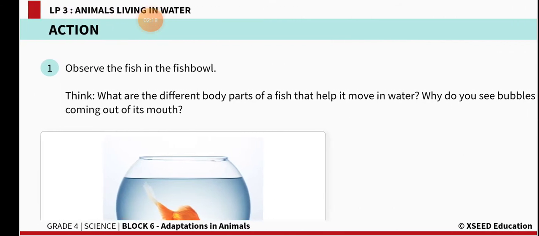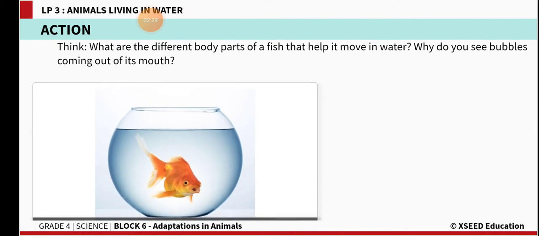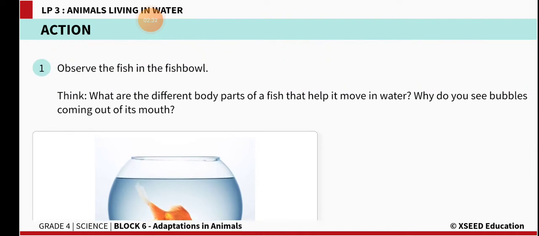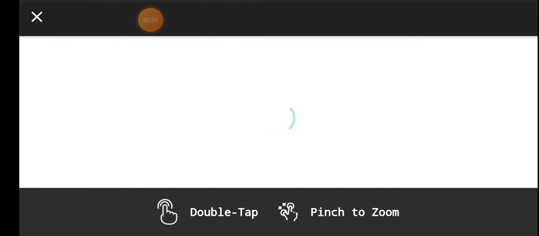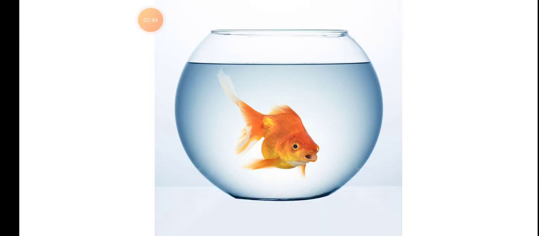Now we will do one small fun activity. What are the different body parts of a fish that help it to move in the water? Why do you see bubbles coming out of its mouth when it is inside the aquarium? Observe the fish in the fish bowl, and see what special features you are able to see in a fish. Just look at the diagram and try to find out.